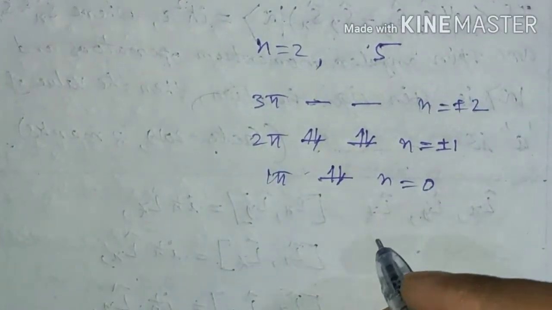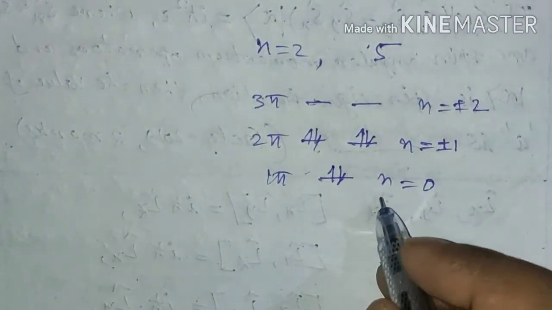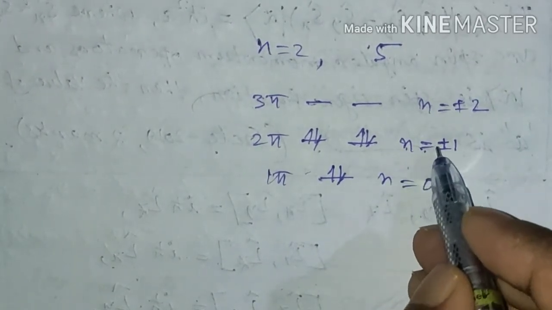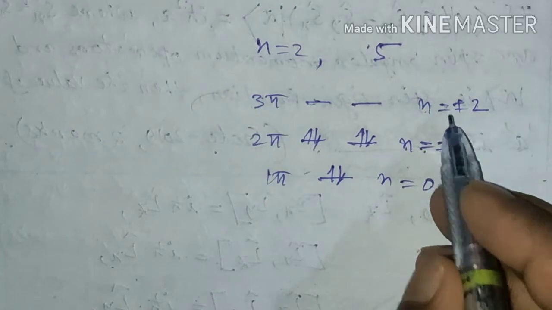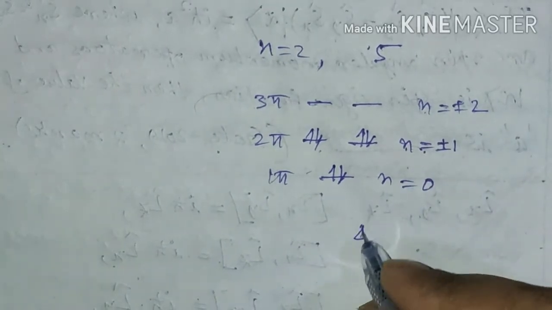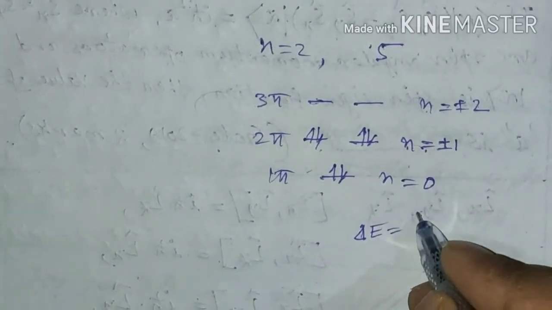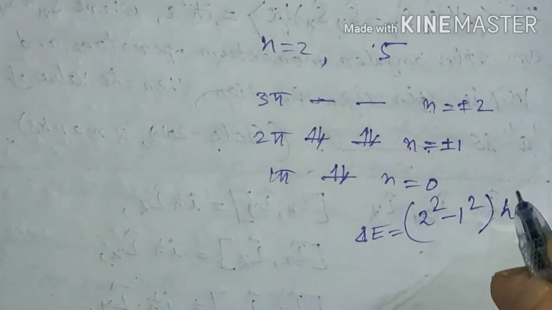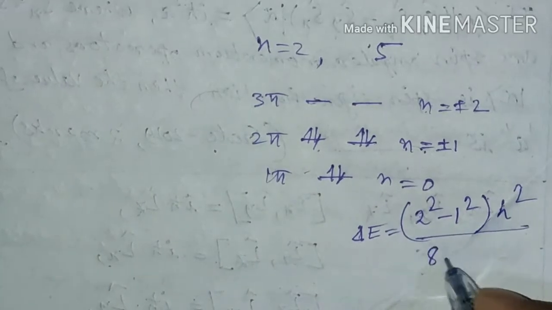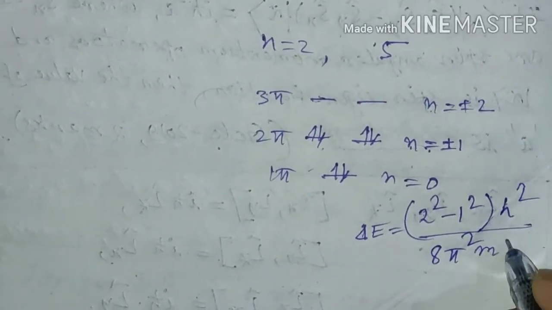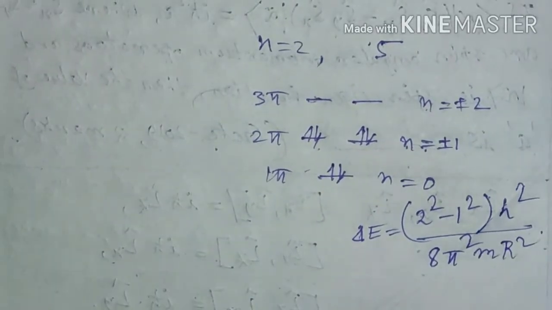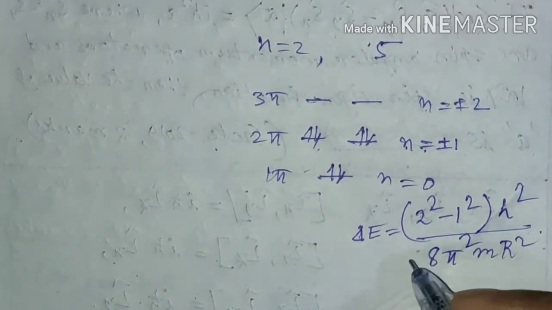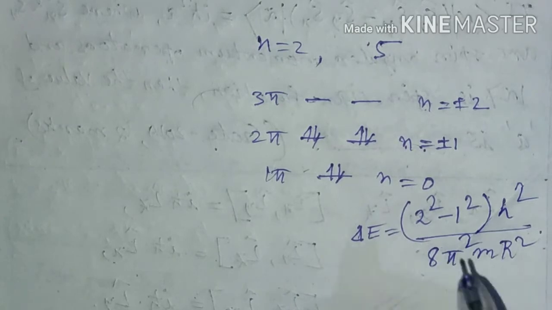And if we want to calculate the transition energy, the electrons will be excited from n equal to plus minus 1 to n equal to plus minus 2. That means the energy will be (2 square minus 1 square) into h square divided by 8 pi square m r square. Is it okay? Now we can also calculate the wavelength corresponding to this transition.